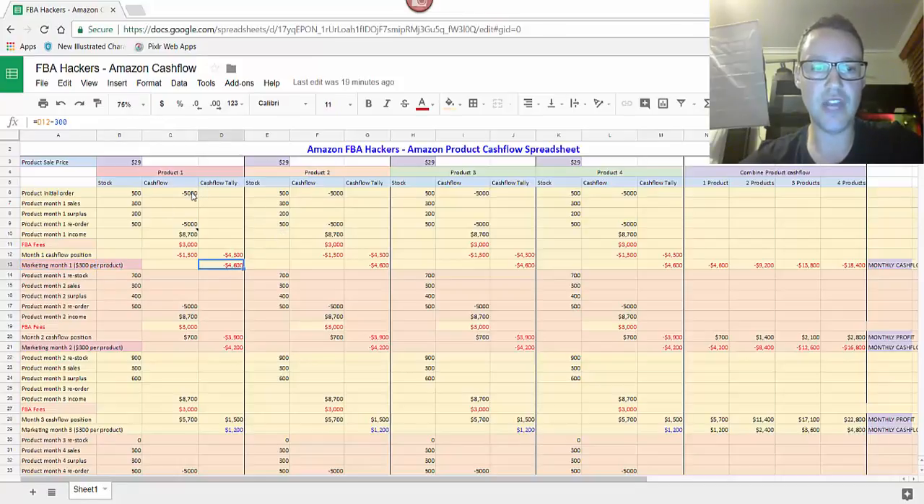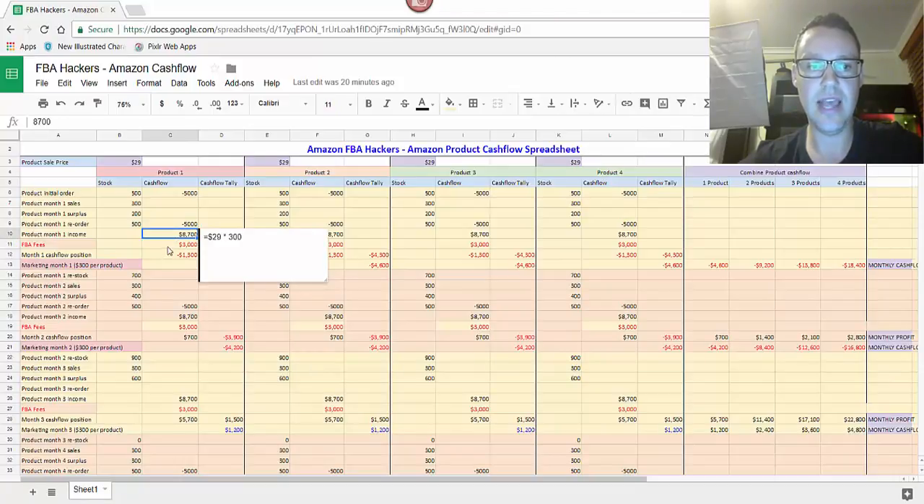So what we can see from our cash flow position, so we spend $5,000, and then when we get down to 200 units left, we reorder another 500. So already we've spent $10,000 on units. But for that month, from the 300 units we sell, we have $8,700, and that's revenue. So we take out our FBA fees, plus our restock and everything else, and our month 1 cash flow position is minus 1,300.